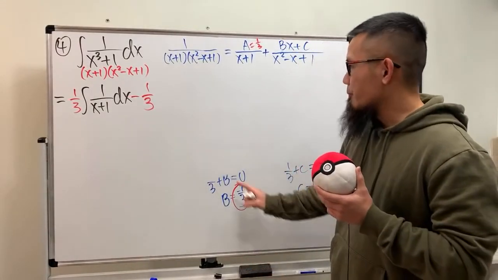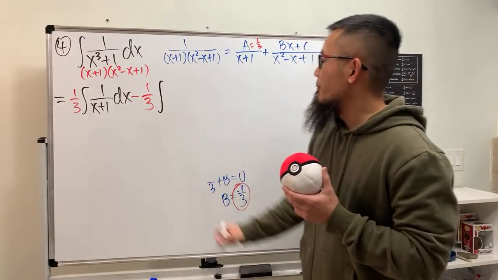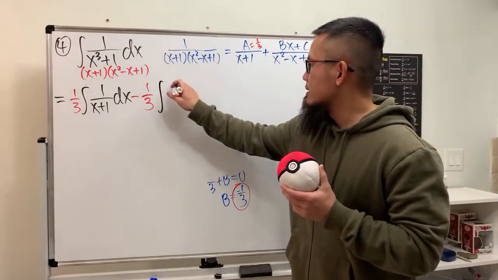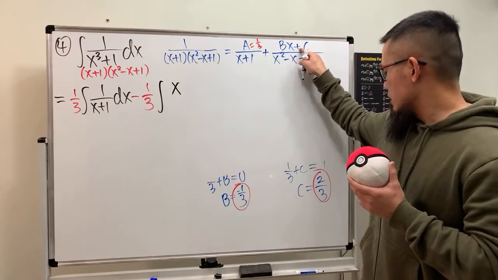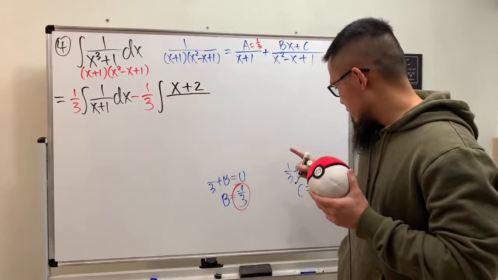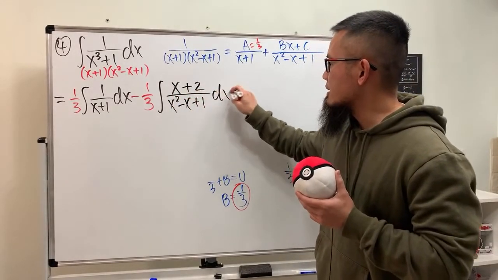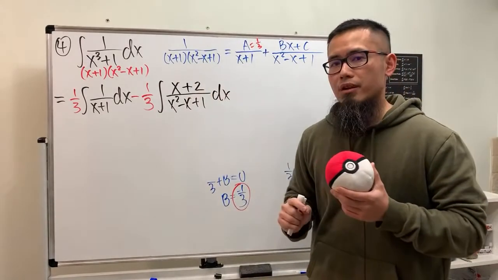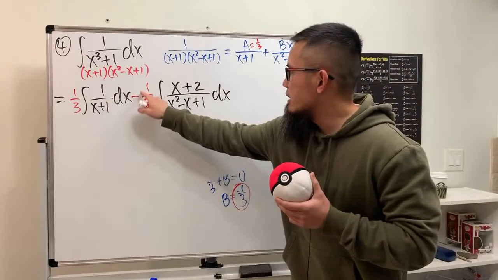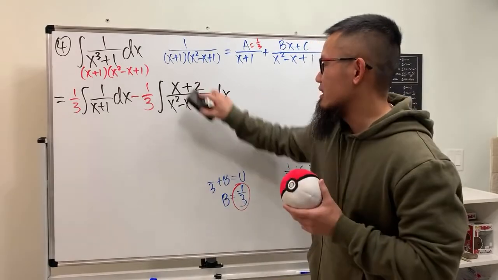All right, so we factor out negative 1/3, and then I will have the integral. Then we'll just have x, right? And then c is just 2, so we have x plus 2 over that x squared minus x plus 1 dx. But if I put down 2 right here, you see negative 1 times that is negative 1, negative 1 times 2. It's not that. This right here should have been negative 2.